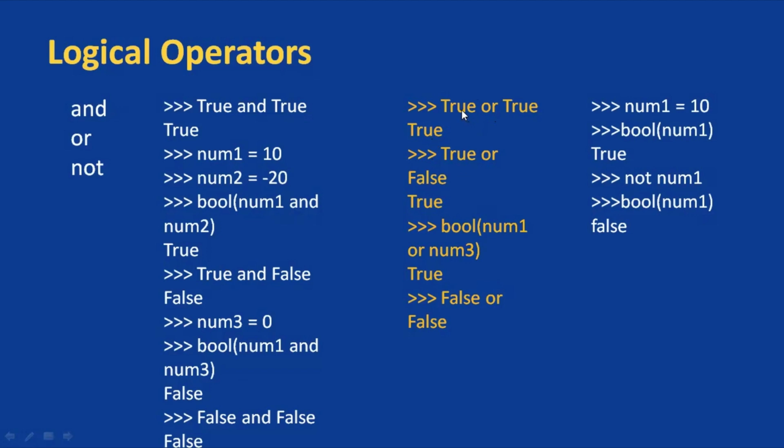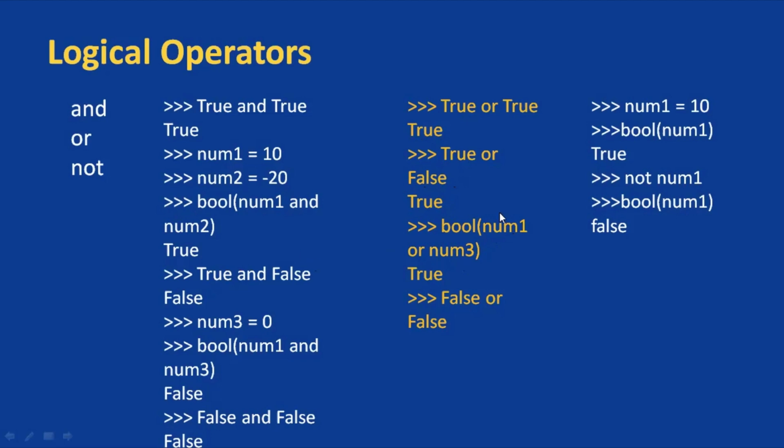Here I have given two operations, that is true or true, which results in true. In the next line, true or false. So here one operand is false, but any one being true means the result will be true. Okay. Here num1 or num3, what will be the result?